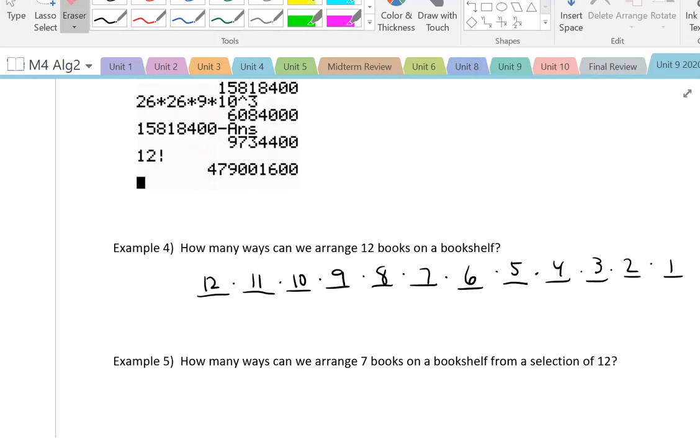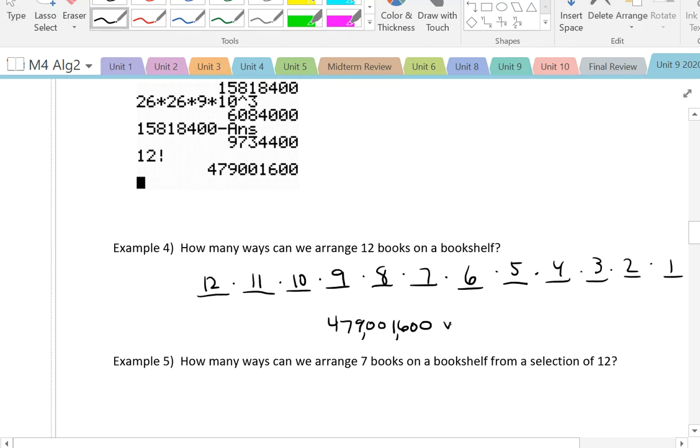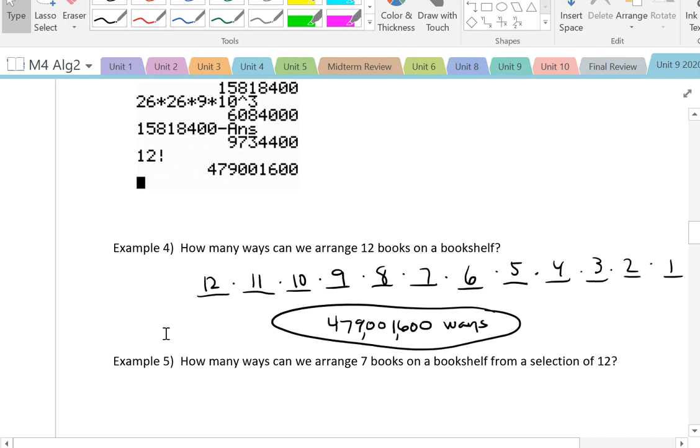So there are 479,001,600 ways to arrange those 12 books on a bookshelf. That's 12 distinct books all being placed on the bookshelf. How many ways can we arrange 7 distinct books on a bookshelf from that same selection of 12?